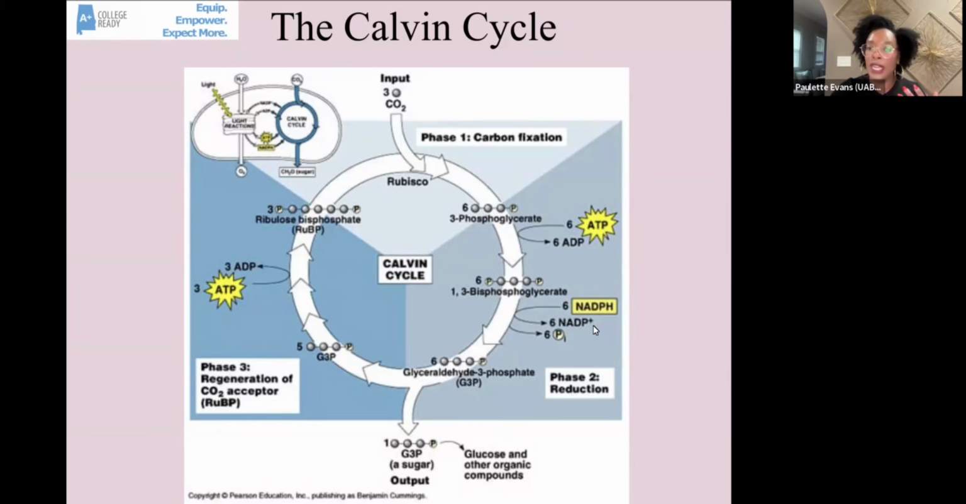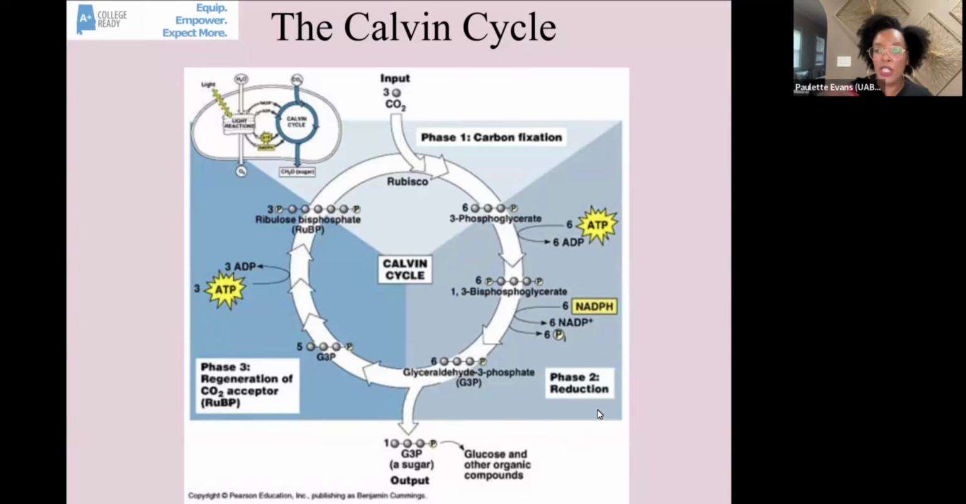You're going to see a donation of electrons so you can have bonding power to build your sugar around, and you'll get your first small sugar product, which is glyceraldehyde 3-phosphate. It's only a 3-carbon sugar, so you do need 2 turns of the light independent reactions, or the Calvin cycle, to construct a molecule of glucose.